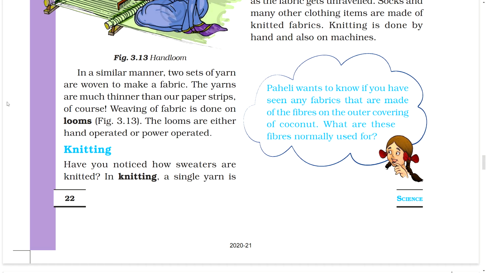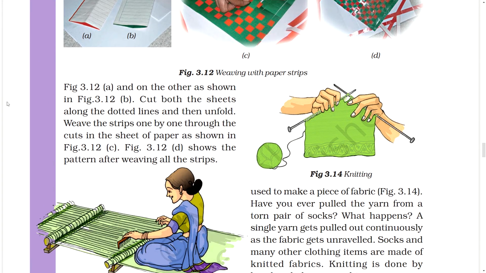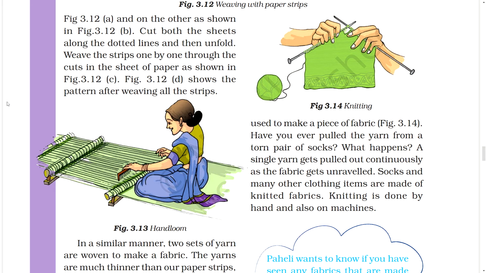Knitting. Have you noticed how sweaters are knitted? In knitting, a single yarn is used to make a piece of fabric.